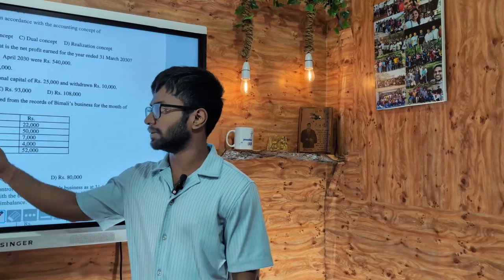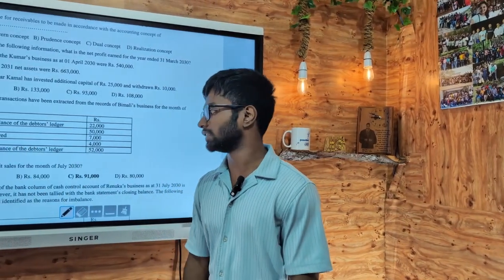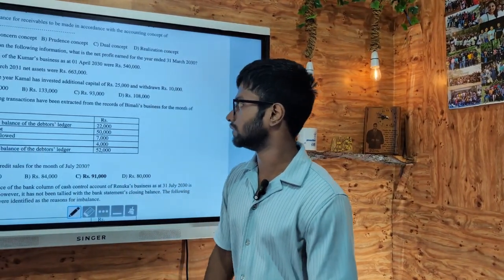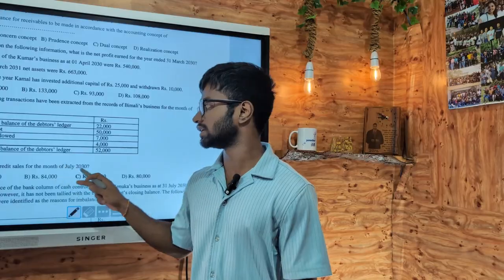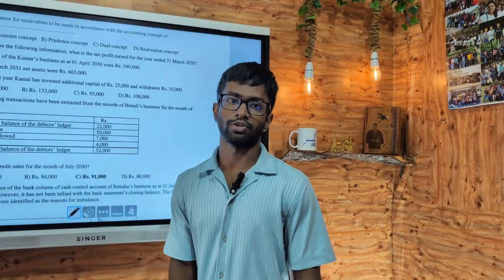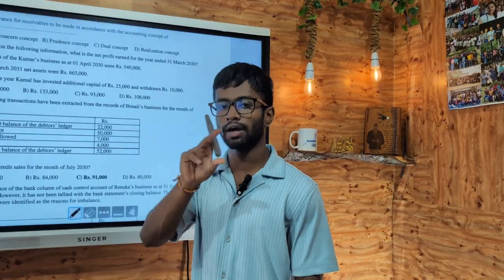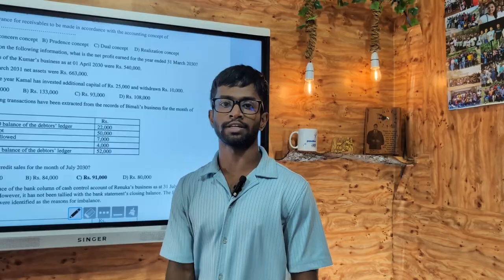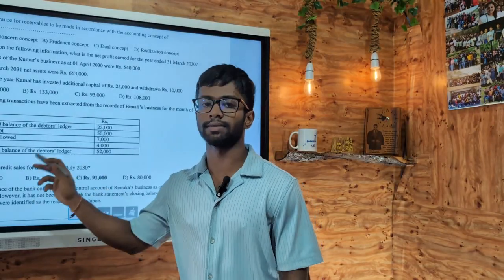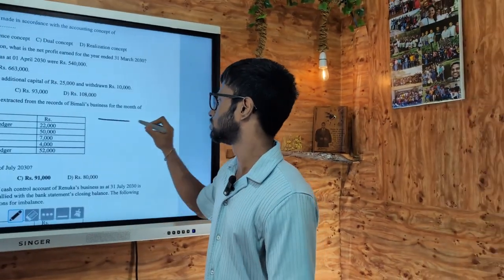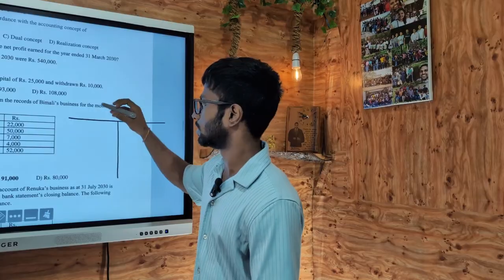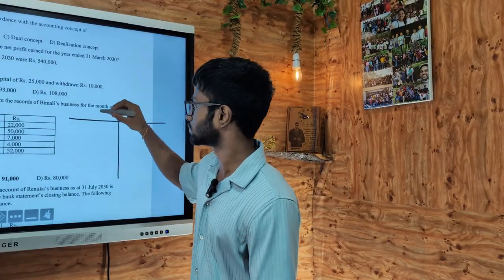Here again we have to find a missing value. In other words, we have to find the credit sales using this information. Keep in mind credit sales arise due to debtors, or in other words, trade receivables. So here we will have to prepare a trade receivable account or a debtors account to find your credit sales amount. So you can draw a debtor account.